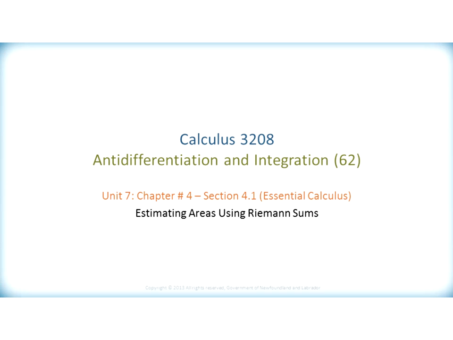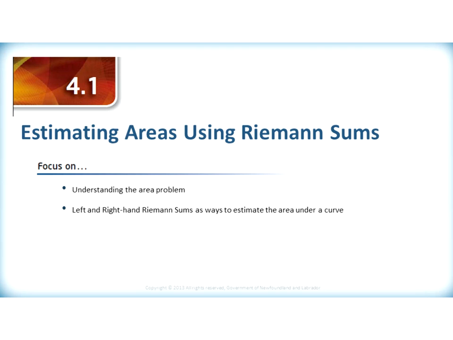And this time we're looking at ways of estimating areas under curves using Riemann sums. All right, so new topic related to integration, and we'll see that probably in our next session, how the two are connected together. But let's get at it right now. We're going to look at understanding the area problem and then using left and right hand Riemann sums as ways to estimate the area under a curve.